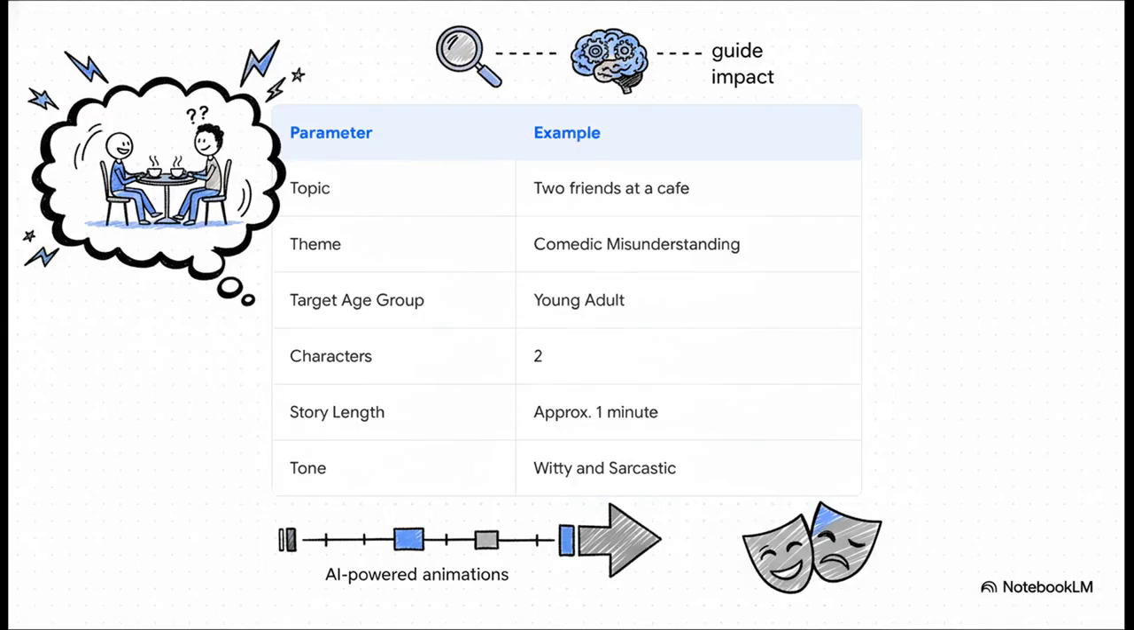Now, the real key to getting a great script from AI is being specific. Here's a little template you can totally use. By defining things like the topic, the theme, and the tone of the dialogue, you're guiding the AI to create exactly what you're imagining. Seriously, the more detail you give it, the better your script is going to be.